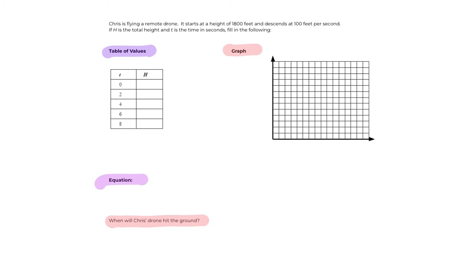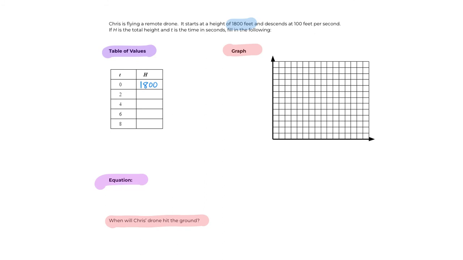Okay, I think I'm going to fill in the table first. That information gives me some stuff right off the bat. It tells me that at time 0, I start at 1,800 feet. It starts at a height. So I can complete 1,800 feet at t equals 0. Now I can go through and calculate the rest.